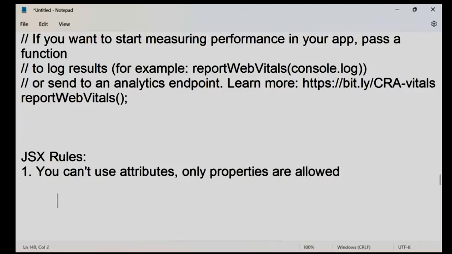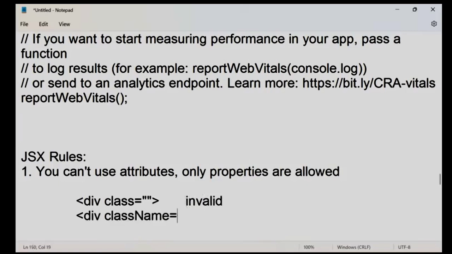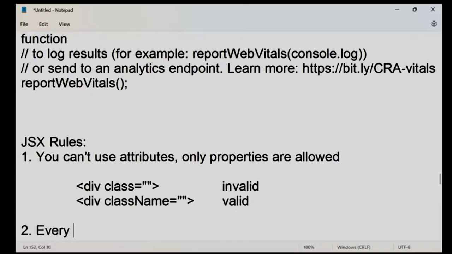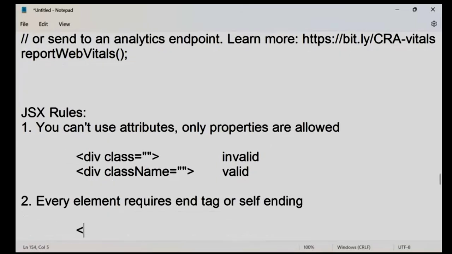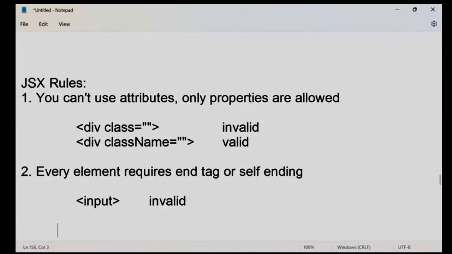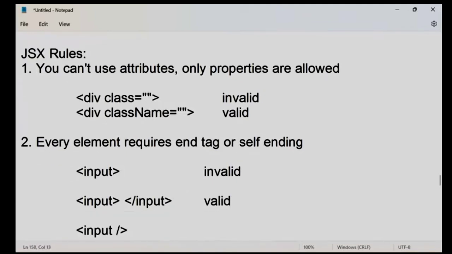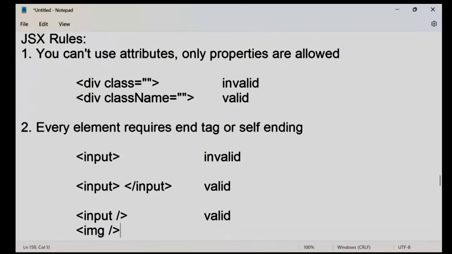That means if you have a div class, this is invalid. What you have to do is className. Properties means the JavaScript properties you learned; you have to use those here. The second point you learned: every element requires an end tag or self-ending, right? That means input, this is invalid. You have to write input and close your input. Okay, this is valid. Or you can write it like this also, input and close. Others write type and other attributes inside. This is valid. For image, we have to write img like this. Every element requires an end tag.